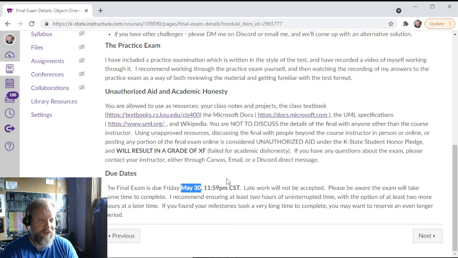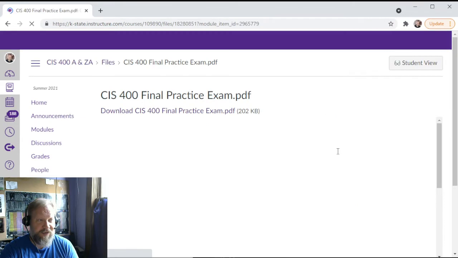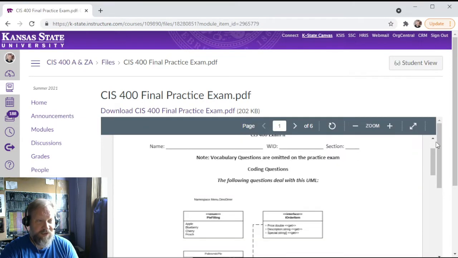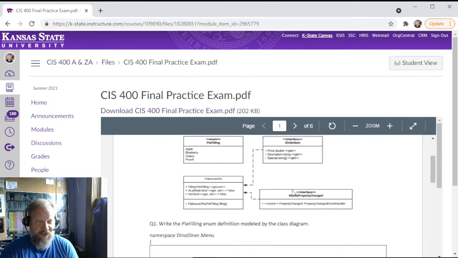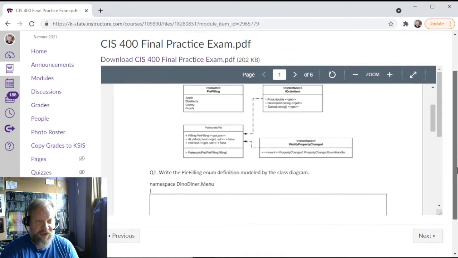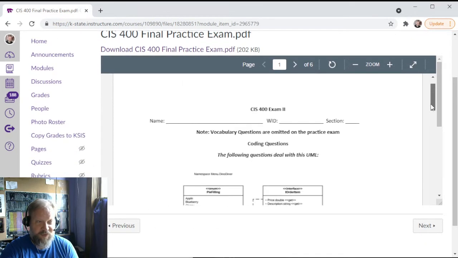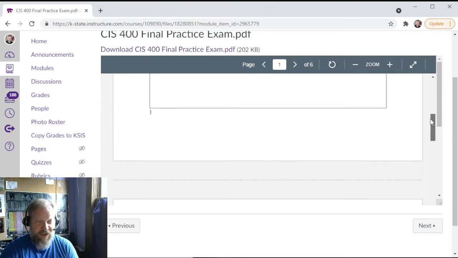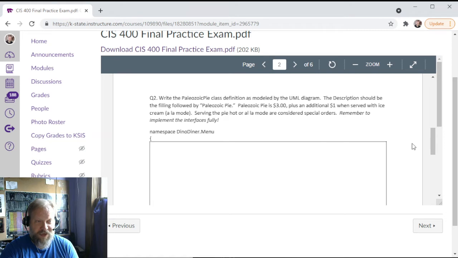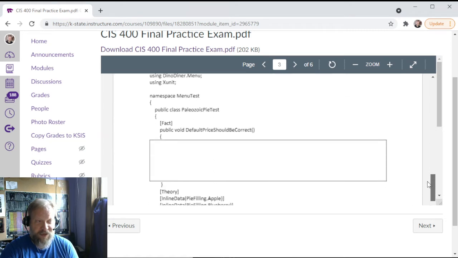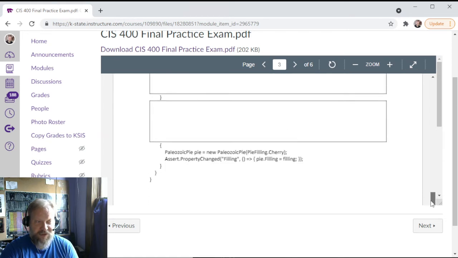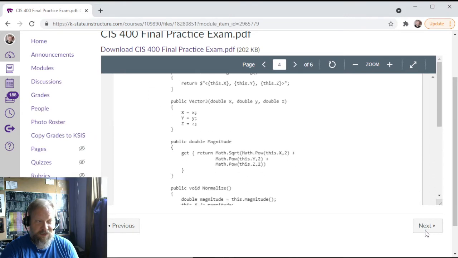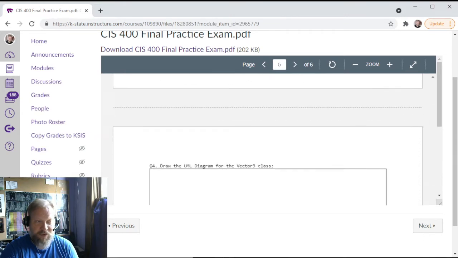All right. Like I said, there is a practice exam that is posted that you can take a look at. And this is pretty much the format of the final; it is going to be very similar to this. Obviously, the questions will be different, but they're going to be detailed around some UML, writing code, and writing some tests, and doing some algorithms.